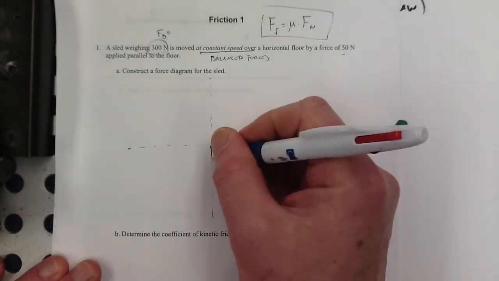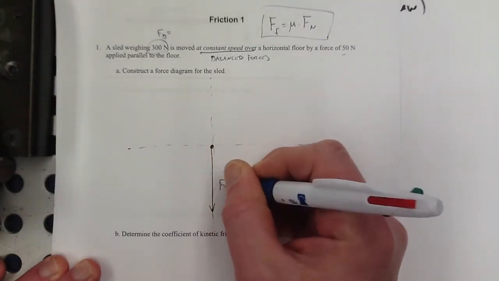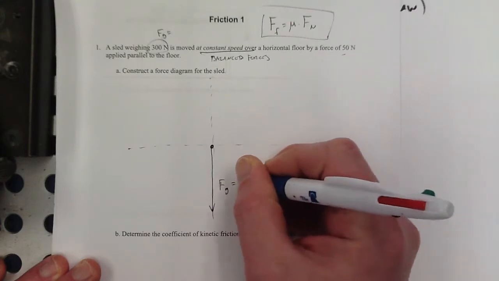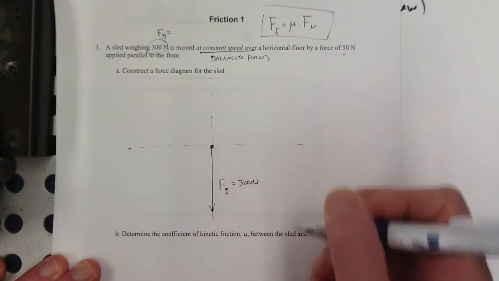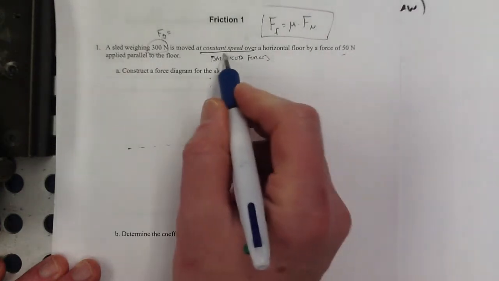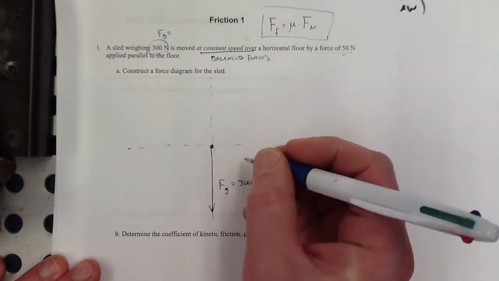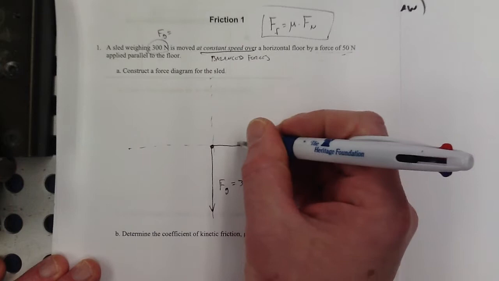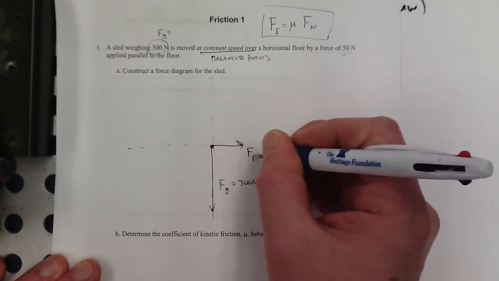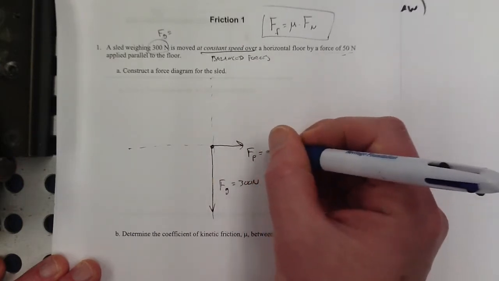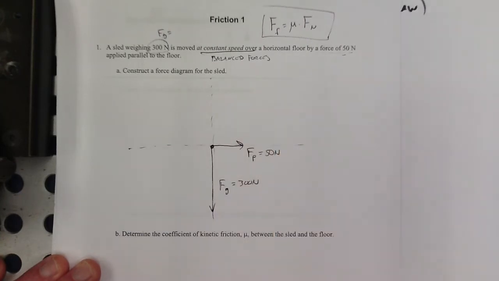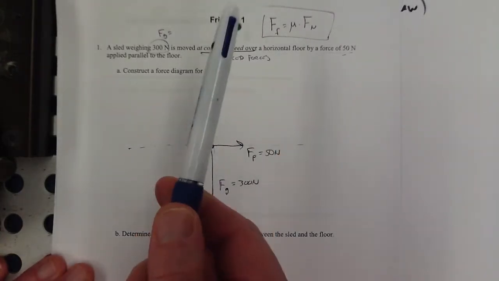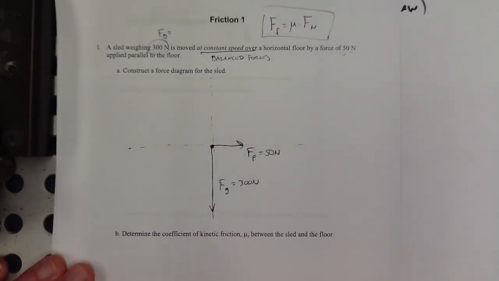Okay, so I'm going to work on this force diagram here. The force of gravity is 300 newtons. And the force that's pulling it, what does it say? It says moved. Push or pull, I don't know. I'll just do, how about FP? Could be a push or a pull. Don't know. Okay, now if it's moving at a constant speed, then the forces must be balanced.